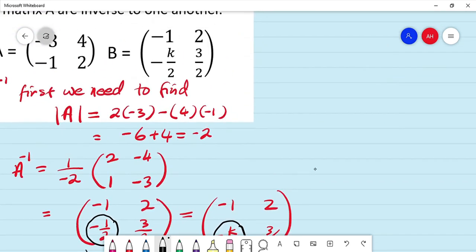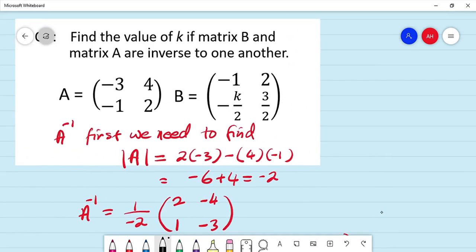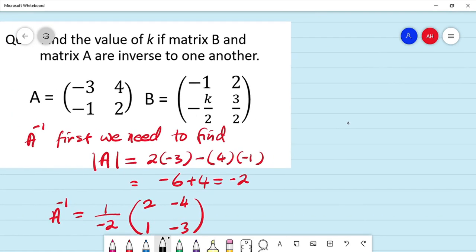Or we can do it in another way. Since it is mentioned that A and B are inverse to each other, we have a fact concerning this statement. That is, when we multiply a matrix by its inverse, for example A inverse by A, this will equal the identity matrix. Meaning to say, a matrix multiplied by its inverse is equal to the identity matrix.